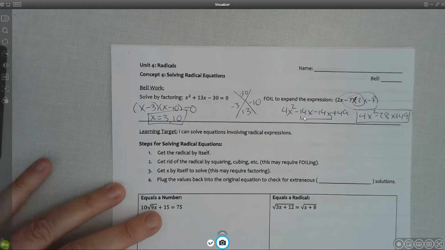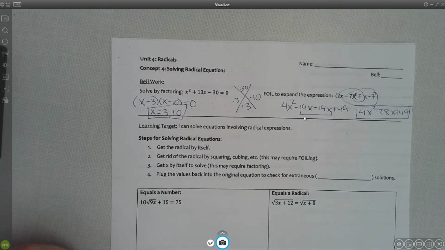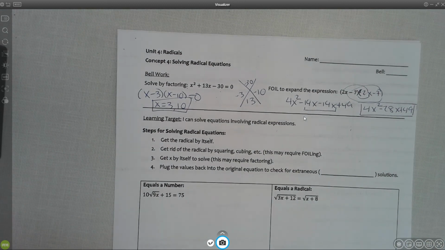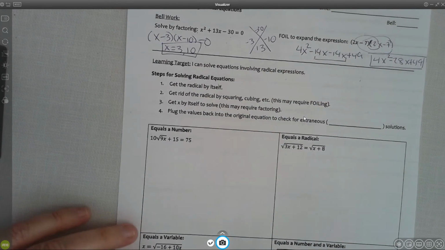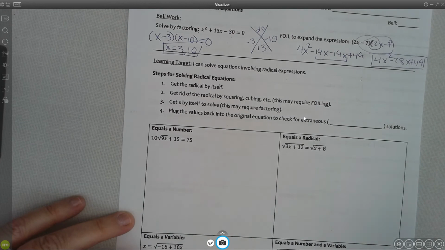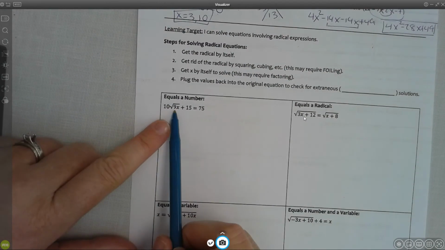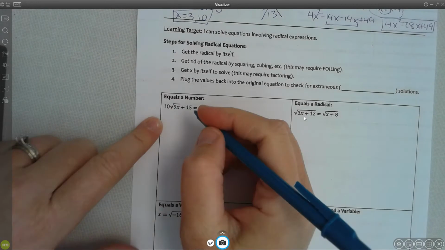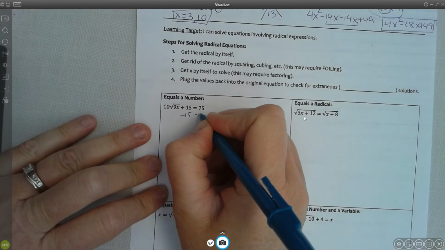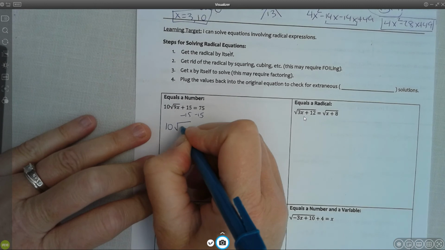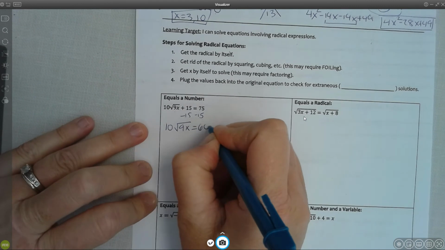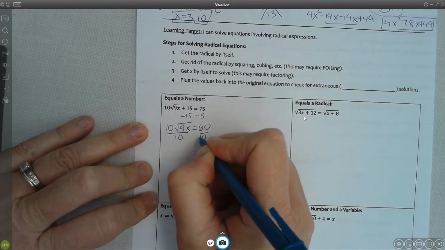All right. So today our learning target is I can solve equations with radical expressions. So there's about 4 different types of equations you can solve, and here are your steps. And I'm going to show you down here how we get them. So the first thing we want to do is to get the radical by itself if there's a radical. So you're going to subtract your 15 over, divide your 10.